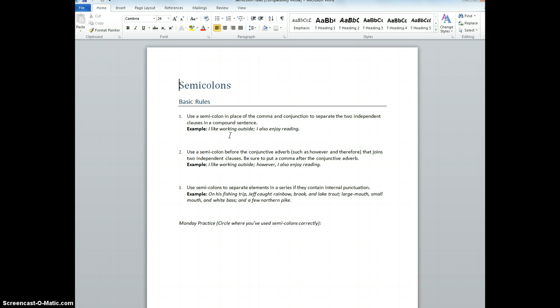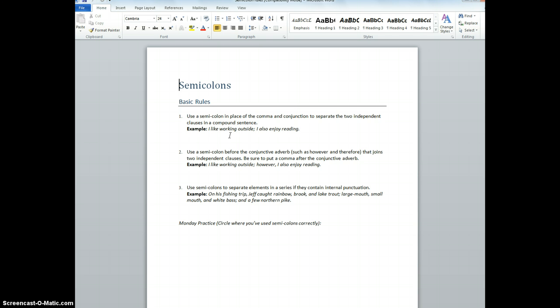It could read, I like working outside, and I also enjoy reading. A semicolon is just another way to combine two independent clauses. And this is how the semicolon is most frequently used, the way that it's used here in rule number 1. Now, if you are using a semicolon, you need to make sure that the two independent clauses are related.